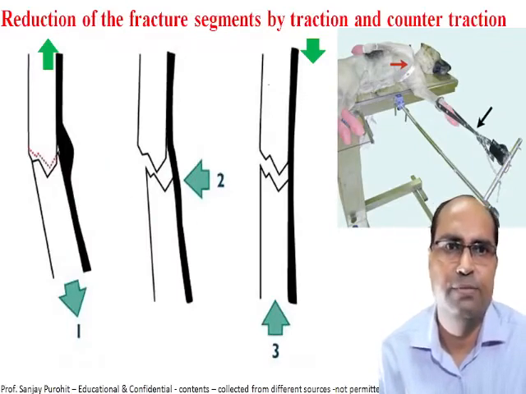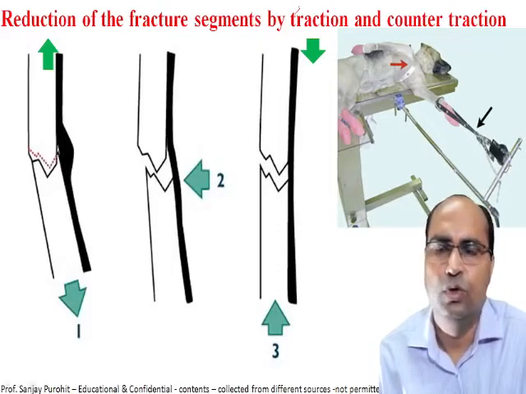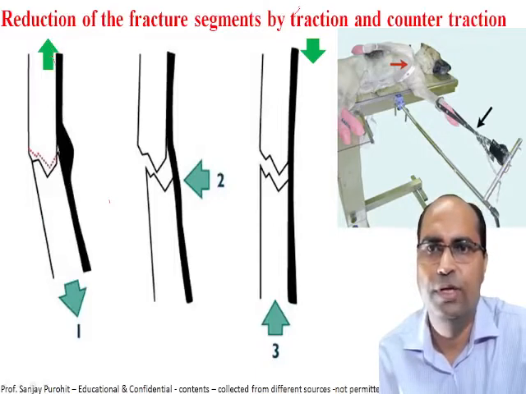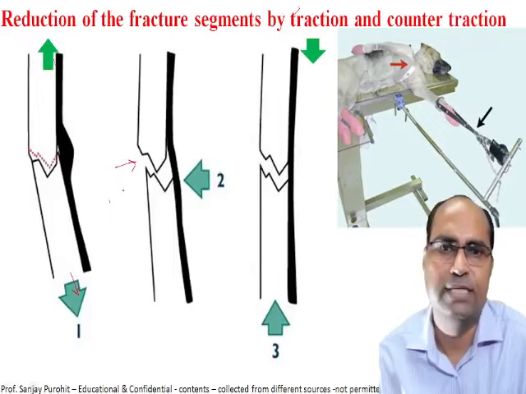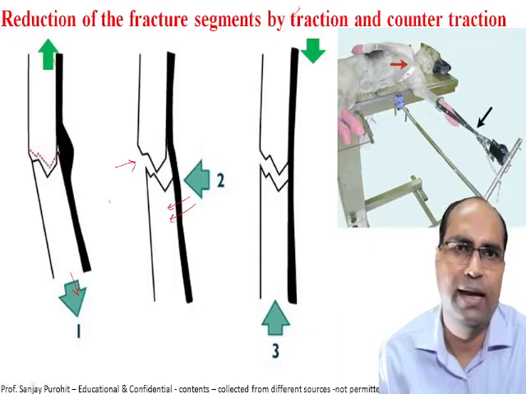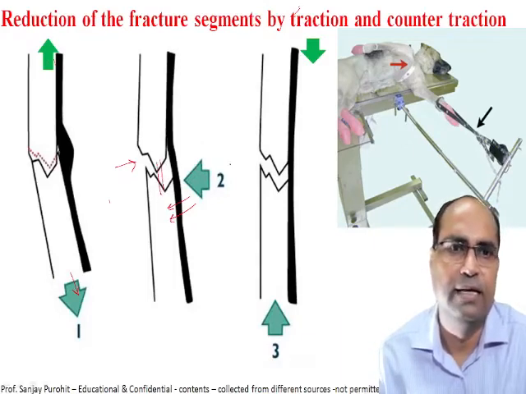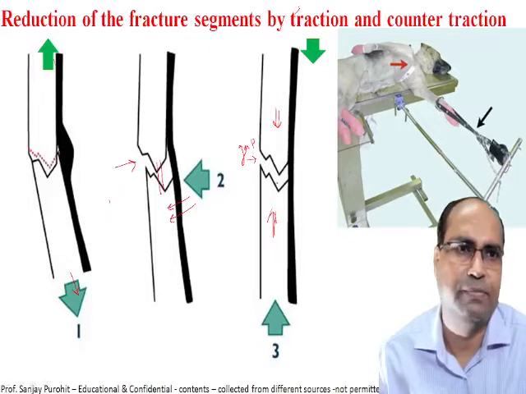Reduction of the fracture segments by traction and counter traction. In this, two forces are applied on the bone in opposite directions to create a gap between the fracture segments. Then push the distal segment in this direction for the anatomical alignment. Then the bone force is toward the fracture site to minimize the gap between the fracture segments.